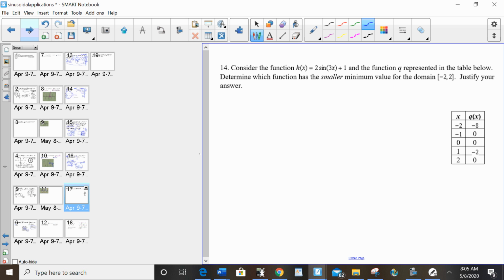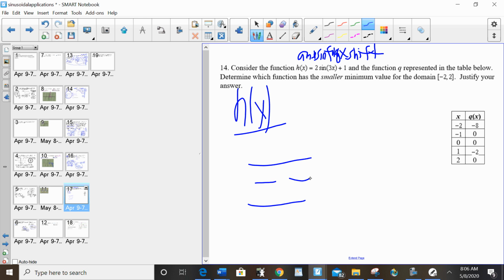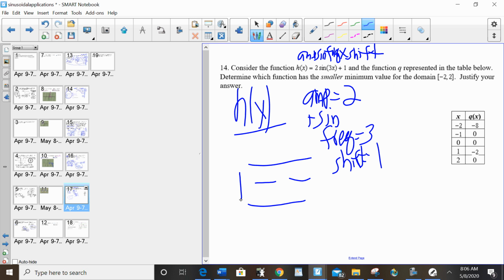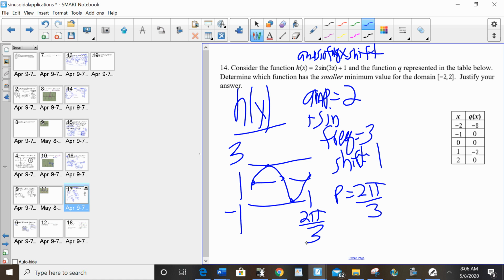Considering the function h of x equals 2 sine 3x plus 1, let's draw my little picture. Amp, sine, freq, x, shifts. The amp is 2, positive sine, freq is 3, shift is 1. So 1 plus 2, 1 minus 2, positive sine. Period is 2 pi over the frequency, 2 pi over 3.